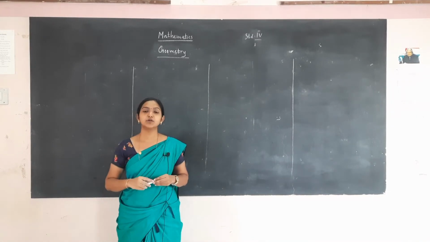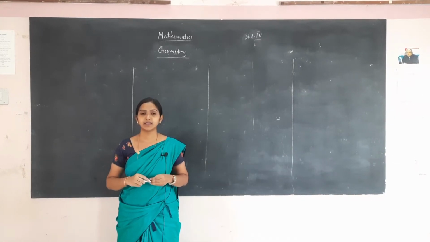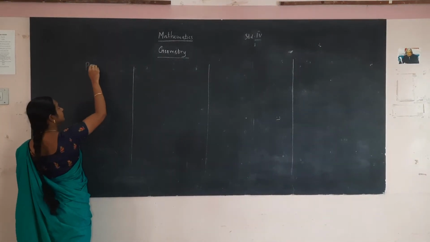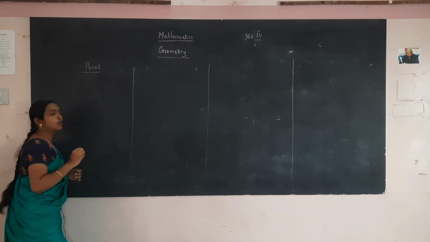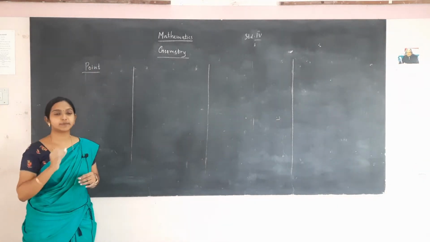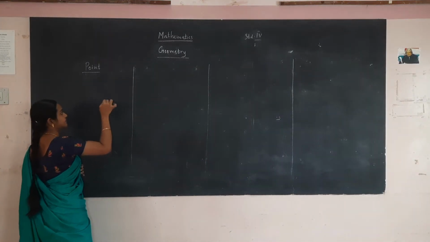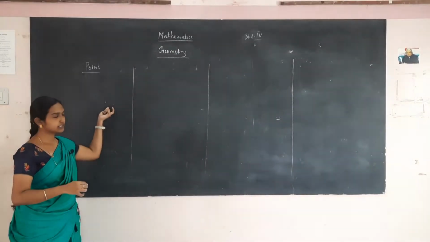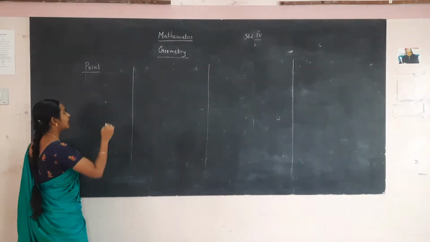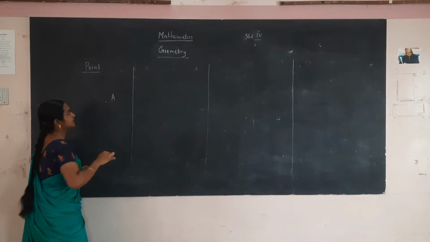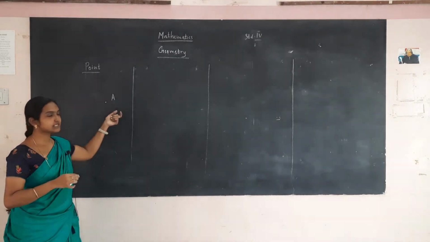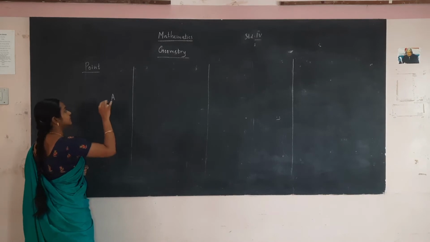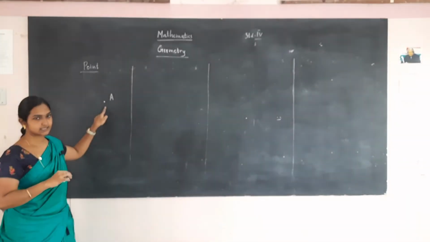Today we are going to learn about point, line segment, ray and a line. First we are going to learn about point. Point represents a position in a space. This is a point. We represent a point by using a dot, and we label it with a capital letter such as A, B or C. A point has no size.